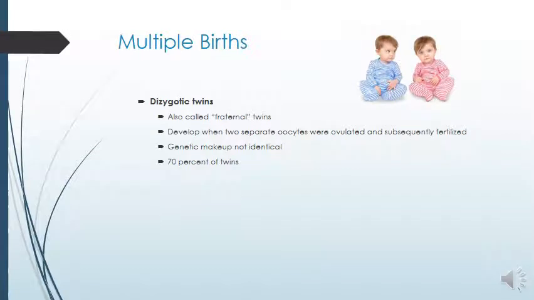In looking at multiple births, let's all remember that dizygotic twins are also called fraternal twins. They develop when two separate oocytes are ovulated and subsequently fertilized. The genetic makeup is not identical. 70% of twins are fraternal twins.